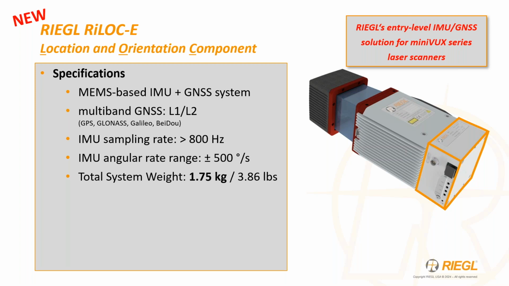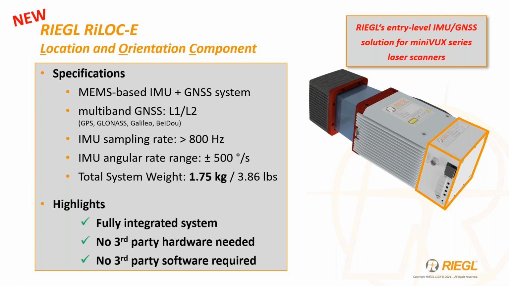We're coupling our own MEMS-based IMU GNSS system, providing our lightest weight UAV system configuration that we've had to date, which is under 4 pounds. And this MEMS-based IMU system is fully integrated, and because it's fully through RIEGL, there's no additional hardware that needs to be applied and integrated with that. It's even built into our own software package, so you don't even need third-party software for processing your trajectory. It's all within RIProcess.